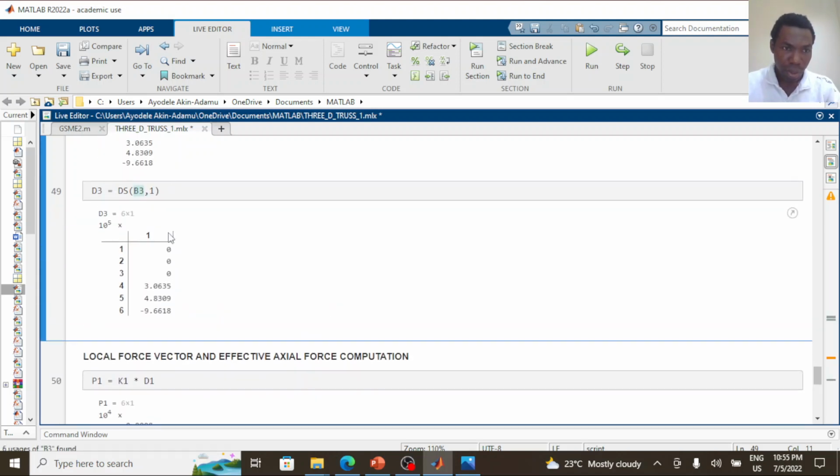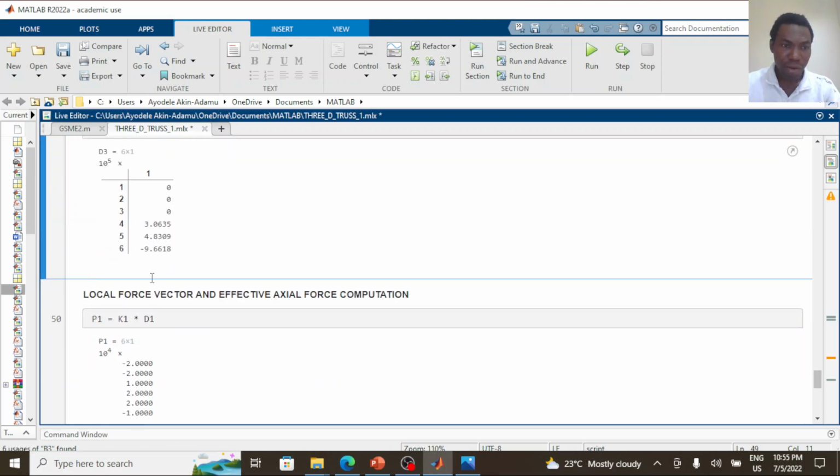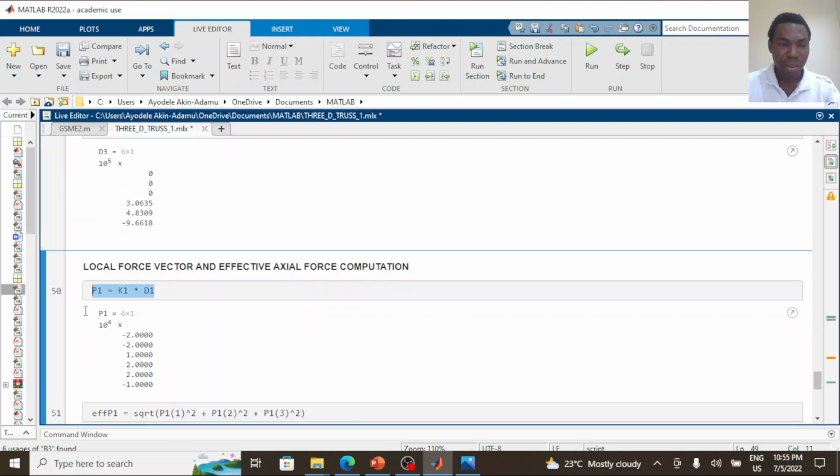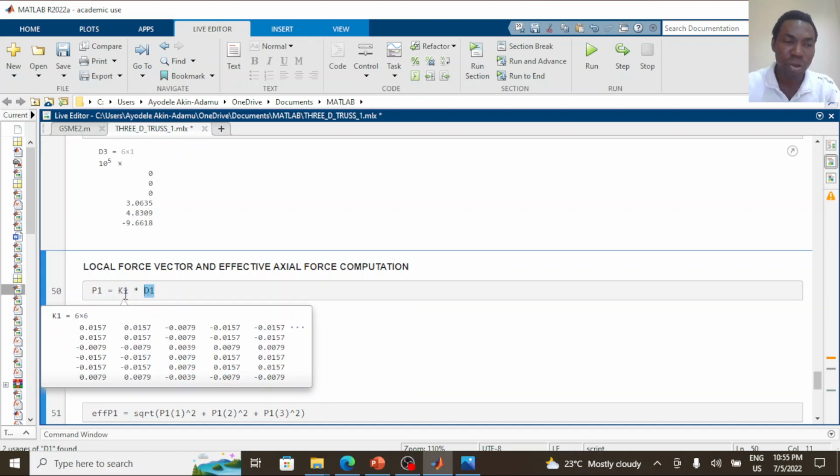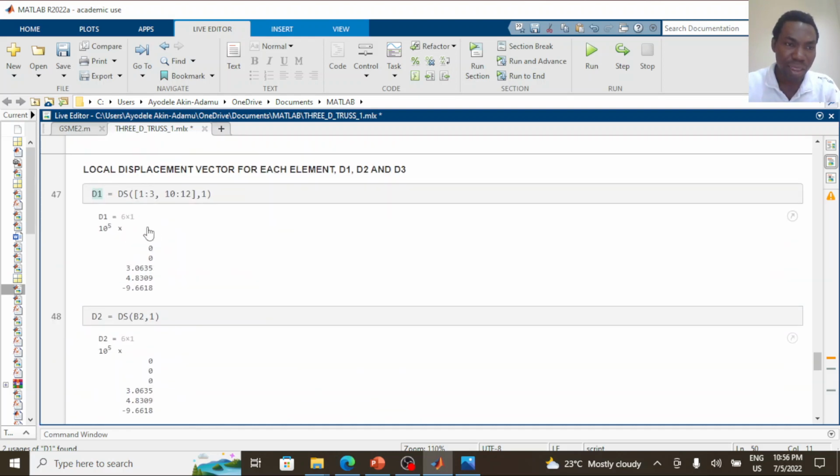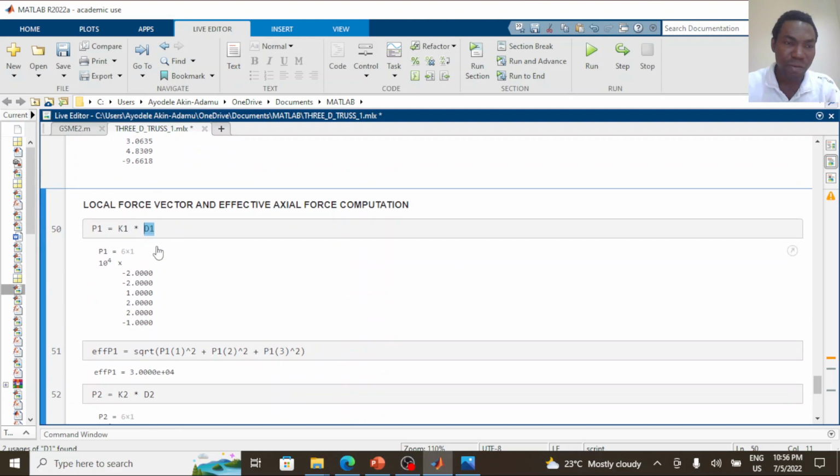The reason why we are doing this is because we want to use this formula here. We want to calculate the axial force in each element. To calculate the axial force, we multiply the local stiffness matrix by the local displacement vector. K1 is a 6 by 6 matrix which we already have in our Matlab memory. D1 is what we just calculated, our local displacement vector for element 1.